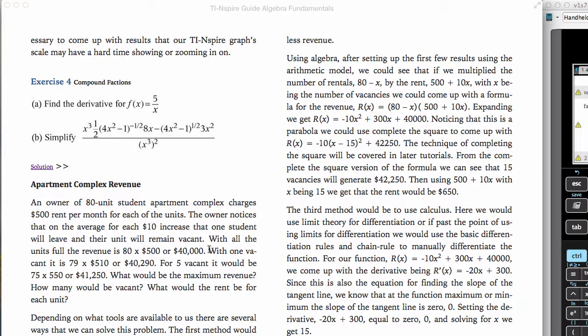There are several ways we can work this problem. We could just work it out by arithmetic, listing them all out, and find the highest point. The easiest way to work this problem is to come up with a formula: 80 minus x times 500 plus 10x. If we took a look at several of these listed, we could see how this leads to this formula. Then, in future volumes when we're dealing with quadratics, we could complete the square and end up with the maximum revenue being $42,215 with 15 vacancies.